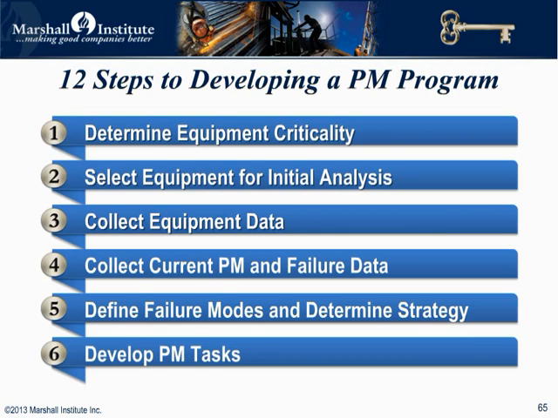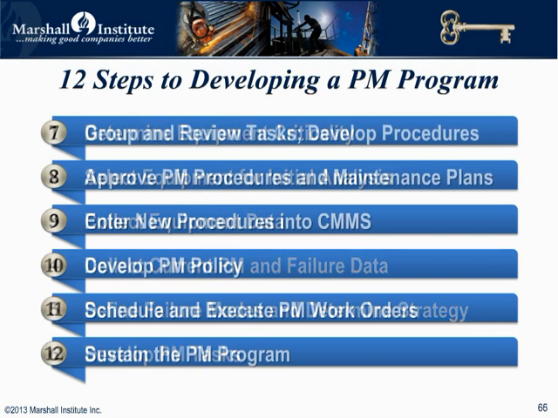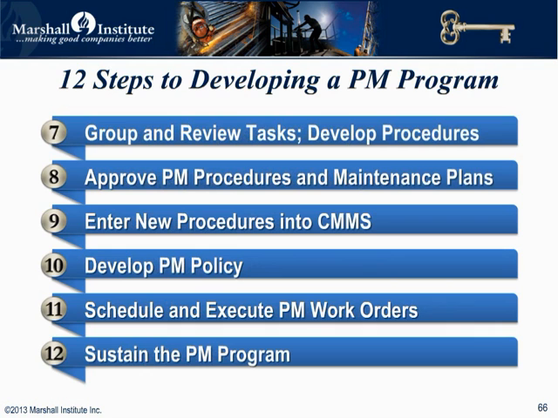Step 5, define the failure modes associated with the PMs and the failure events. Use the failure quadrant and the RCM logic tree to determine the strategy that works for every failure mode. Step 6, write the PM task using the key 5 elements that we showed you. Step 7, group the task frequency and craft, including operator tasks. Create PM procedures from the group tasks.